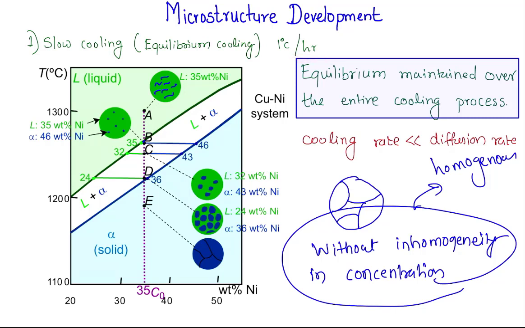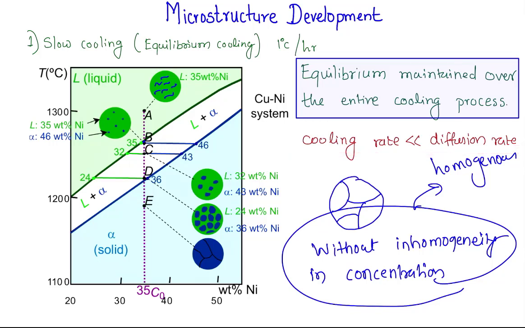If we cool it very slowly, the atoms will get sufficient time for arrangement and there will be equilibrium all across the sample, equilibrium in terms of concentration. There will not be any concentration gradient. This is because the cooling rate is much less than the diffusion rate. That's why atoms will get sufficient time for diffusion and there will be a homogeneous concentration across the sample.